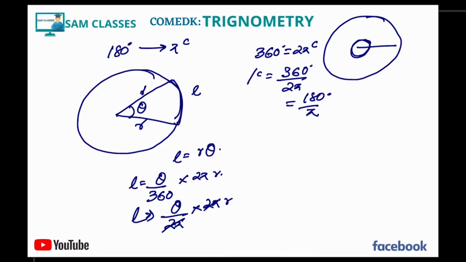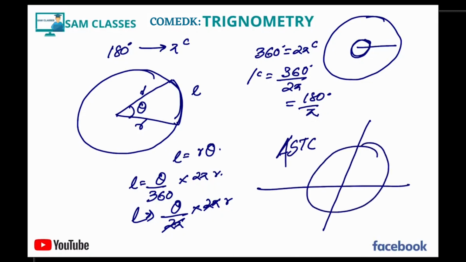Next part is we should remember ASTC. What is this ASTC? A lot of people say all silver teacups. A lot of people have some different names. Whichever way you call it, ASTC basically stands for all, sine, tan, cos, if you want to represent it in quadrant form. This is ASTC: all, sine, tan, cos.